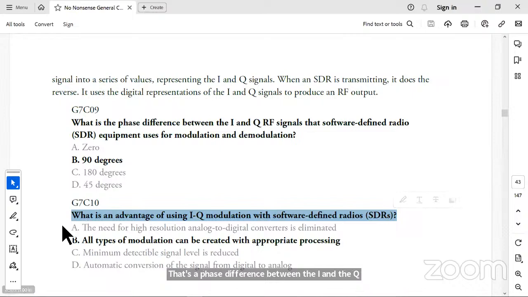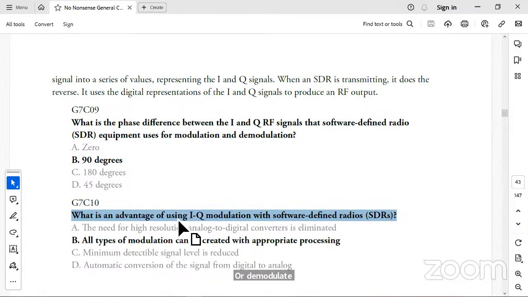Last question. What is an advantage of using IQ modulation with software-defined radios? So we're asking here, essentially, what is an advantage of SDR, right? So it uses IQ modulation. What is an advantage? The main one is that all types of modulation can be created with appropriate processing. In other words, you can use software, you can change the code, and you could cater to modulate or demodulate all types of modes, right? So that's a distinct advantage of software-defined radio.